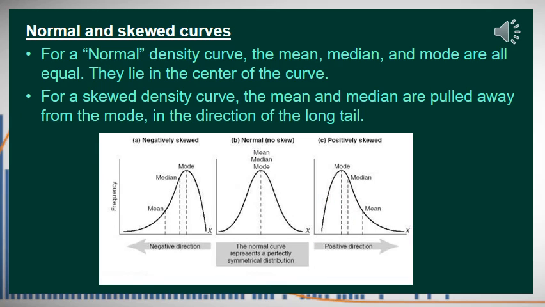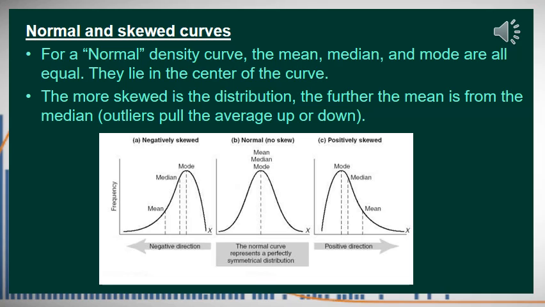For a normal curve, as the one you see on the left, the mean, the median, and the mode are all equal. They are right at the center of the curve. But when you have a skewed distribution, skewed left or skewed right, the median and the mean are on the right or on the left of the mode, depending on where the tail is. And the more skewed the distribution is, the further the mean is from the median and the mode.